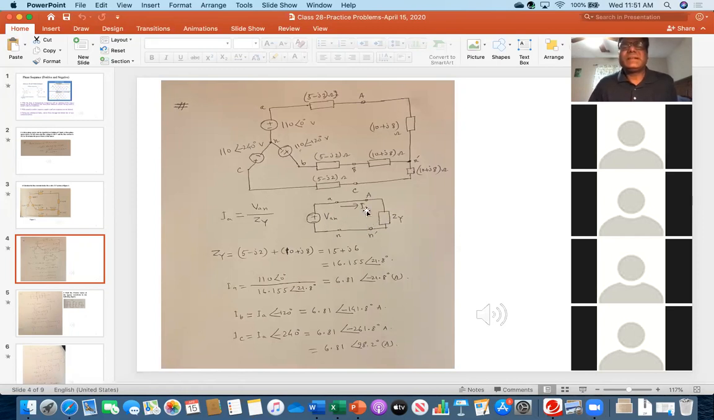Now, what is the current IA? So therefore, if you see this single phase diagram, IA is Van over Zy. And what is that Zy? Zy is, you have to see from this point to this point. So 5 minus j2 plus that 10 plus j8. So therefore, this is the total impedance. So consequently, the current flowing IA is this one.